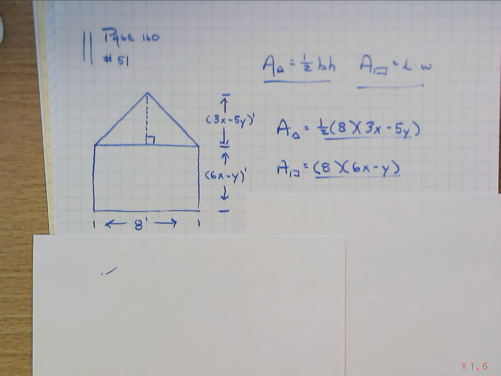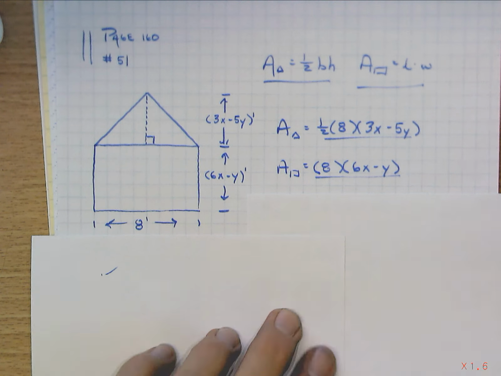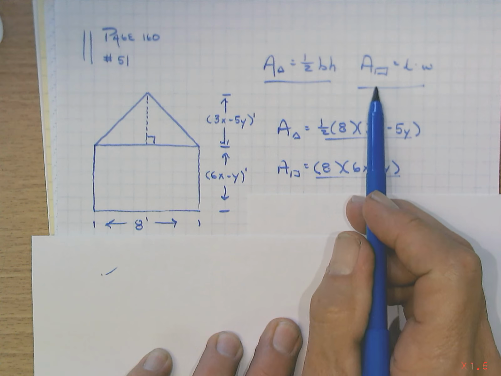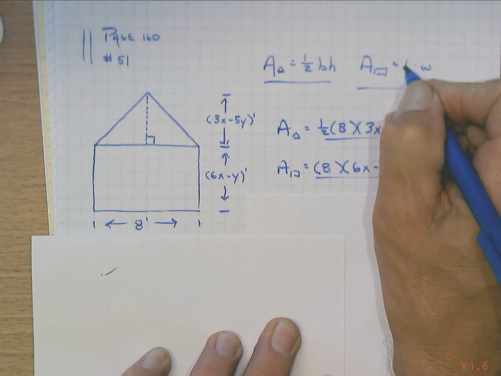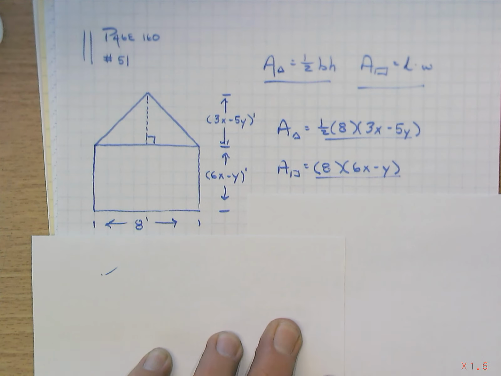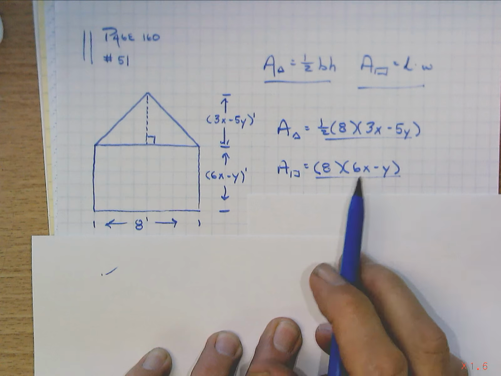So we'll find the area of the rectangle and we'll find the area of the triangle and we'll add them together. The area of a triangle is, of course, 1/2 base times height. Area of a rectangle is length times width. And we'll use these two formulas to find the area separately and then add them together.